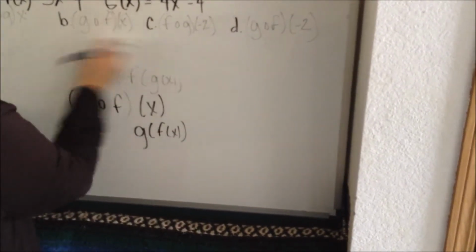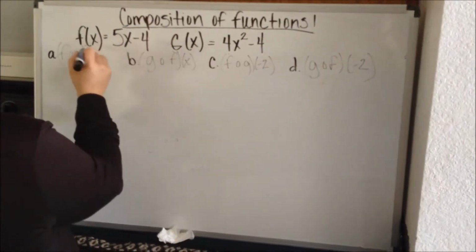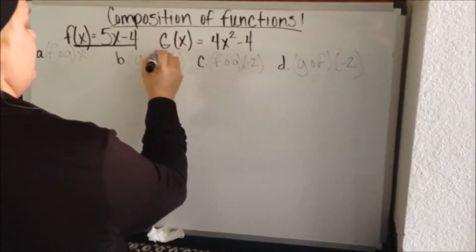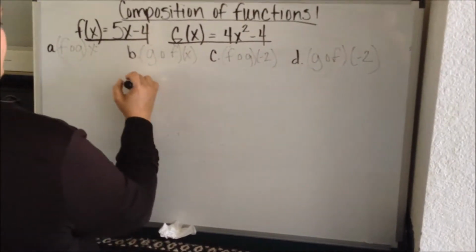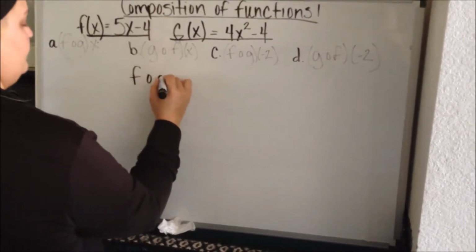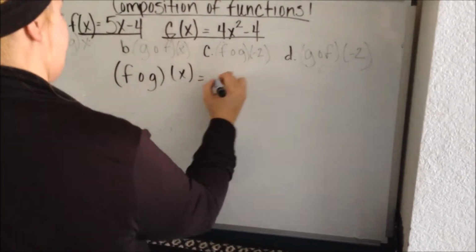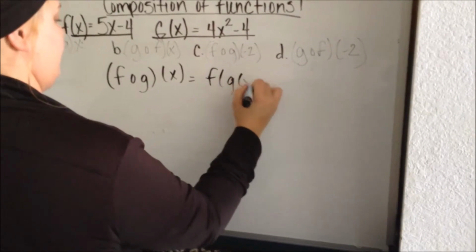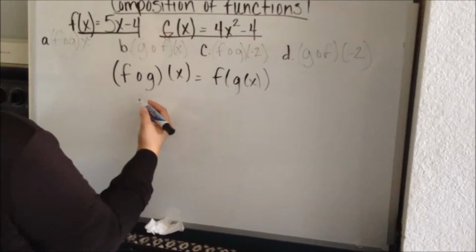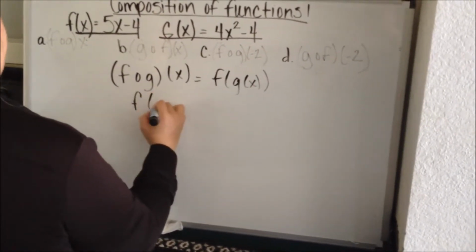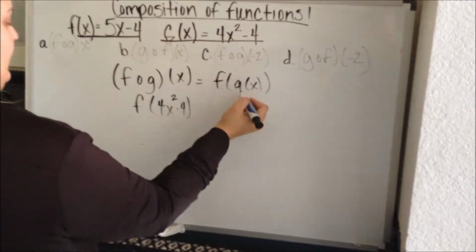So, say we have a math problem that reads f of x equals 5x minus 4 and g of x equals 4x squared minus 4. So, we have f of g of x. So now we're going to plug in our f of x and our g of x. So f is going to be 4x squared minus 4 for g of x.